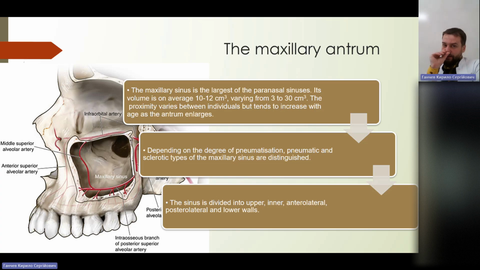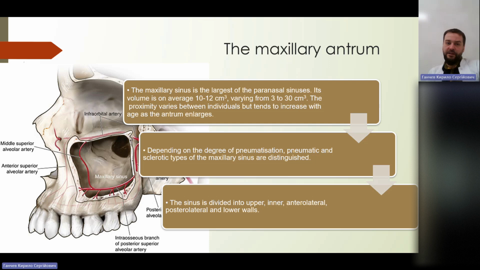So our maxillary antrum, it is a sinus, right? And it is the largest of the paranasal sinuses. Its volume is on average 10 to 12 cubic centimeters. Not sure what system you use in the United Kingdom, metric or not, but I think it's not going to be a problem for you to switch to another system. So it's about 10, 12 cubic centimeters.